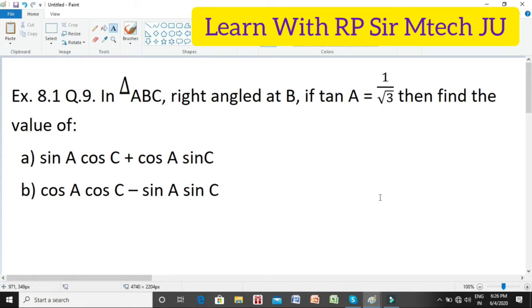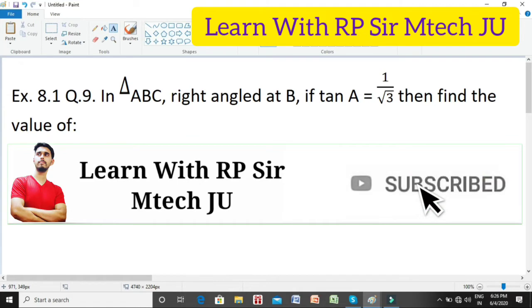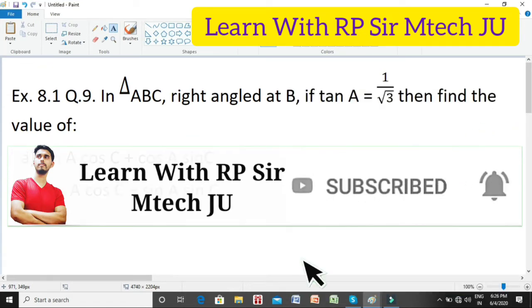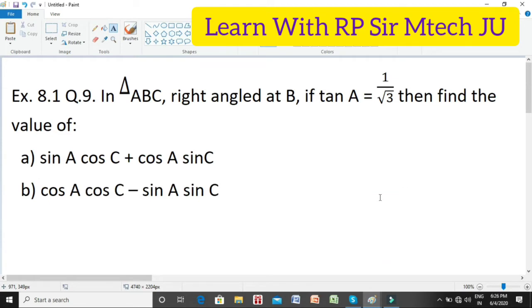In this particular video, we are going to discuss exercise 8.1 of chapter Trigonometry of your class 10 CBSE, where we are going to discuss question number 9 and question number 10 of this particular exercise. So let us get started with the first question.